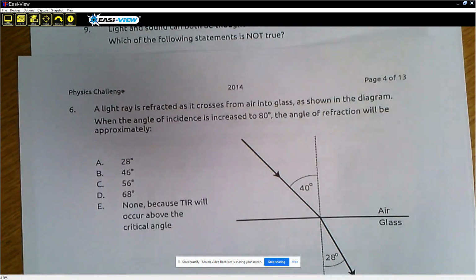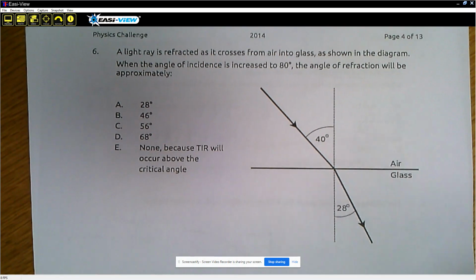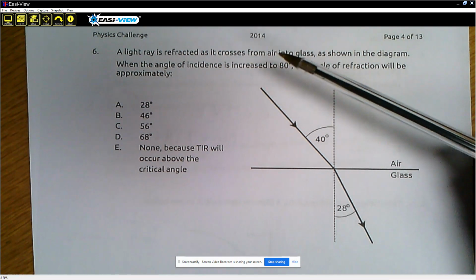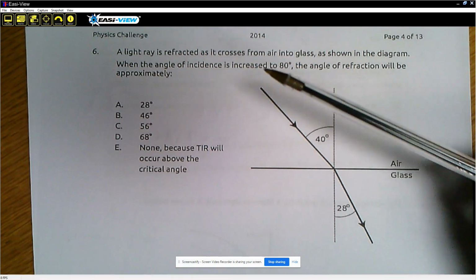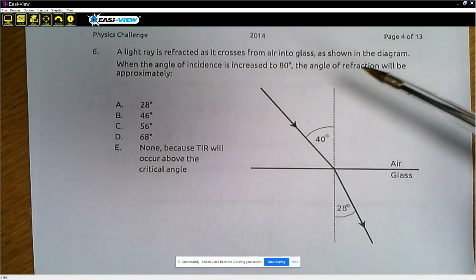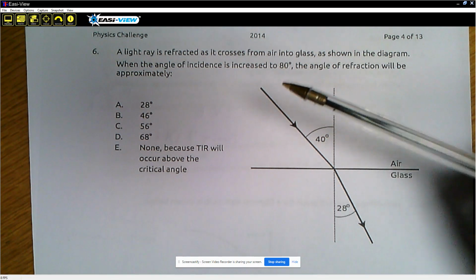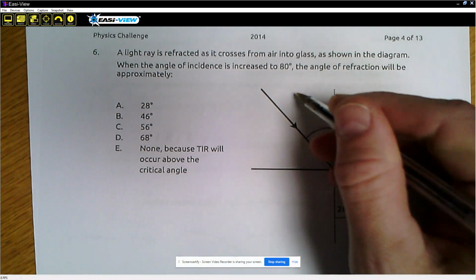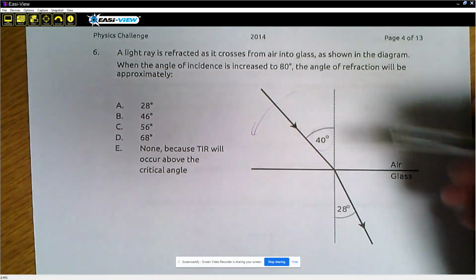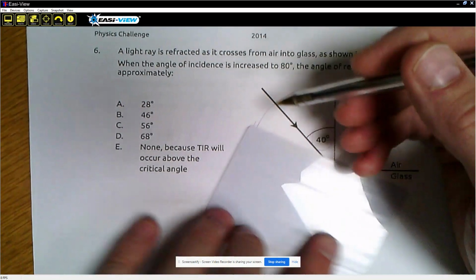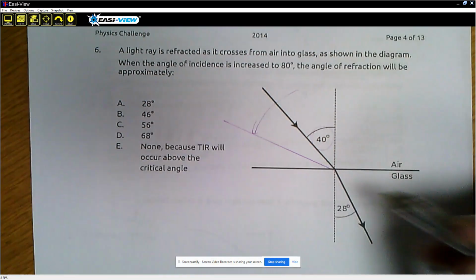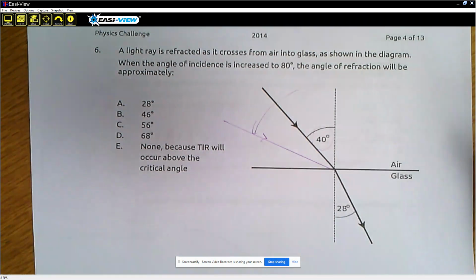Okay, question 6. Looks like a refraction question. A light ray is refracted as it crosses from air into glass, as shown. When the angle of incidence is increased to 80 degrees, the angle of refraction will be approximately what? So the angle of incidence is this angle, and so we have this going this way. So we have the ray actually going in at a much larger angle. I haven't quite doubled it, but something like that, you get the idea.